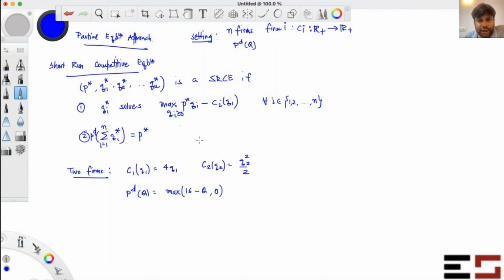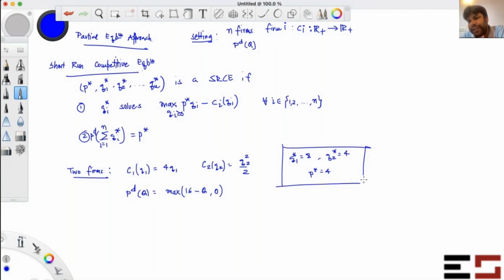Okay, so this is the equilibrium. Q1 star is 8, Q2 star is 4, and price P star is also 4. Okay, so this is basically your competitive equilibrium, and firm 1 can actually supply any amount when price is 4. So we have just told firm 1 that okay, you supply 8 units, because firm 1, no matter what it does, it makes 0 profit. So 8 is also profit maximizing for firm 1.